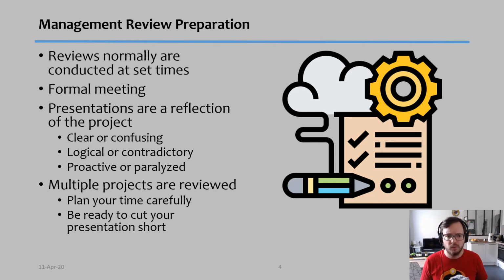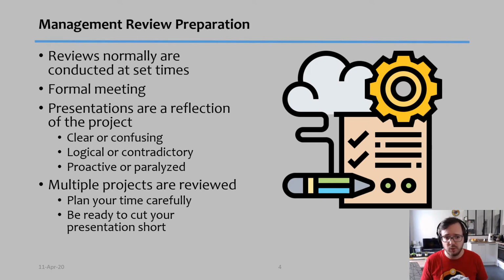Number one, reviews normally are conducted at set times. What does that mean? It means that you normally have a scheduled time from 4 p.m. to 5 p.m., for example, and therefore it is important that you show up on time. These types of meetings are formal meetings. That means there are going to be minutes, an agenda, and action item lists that must be scheduled and done, so be careful because you really have to prepare your information for this type of meeting.